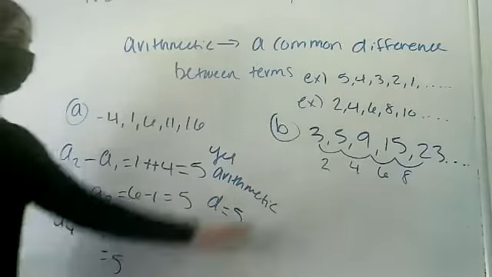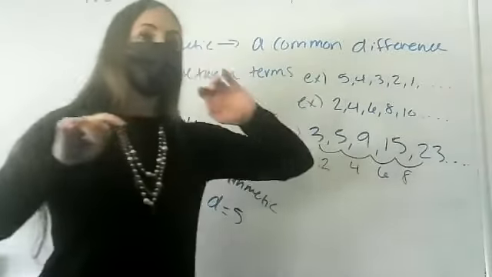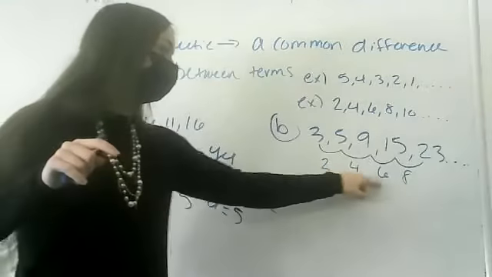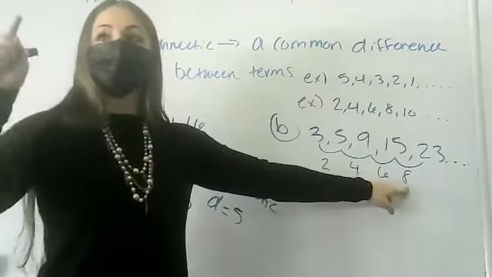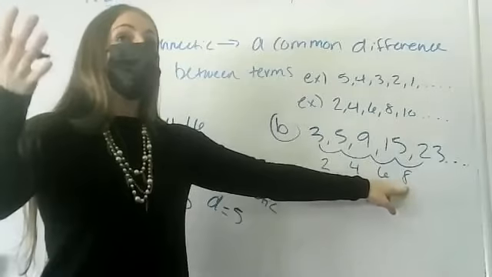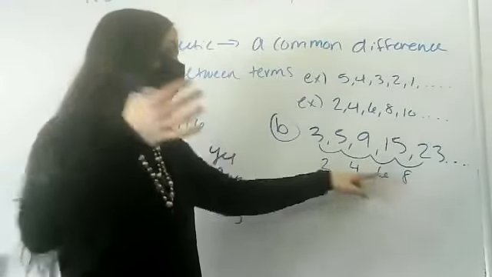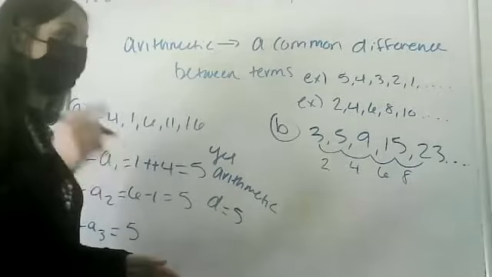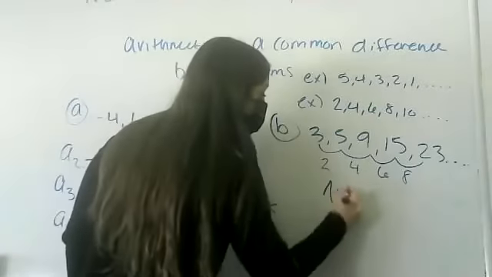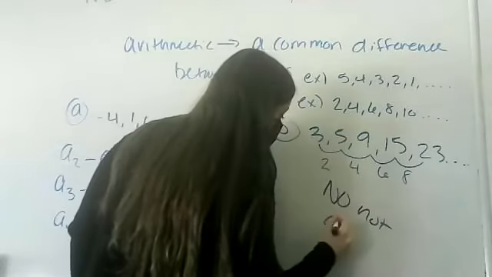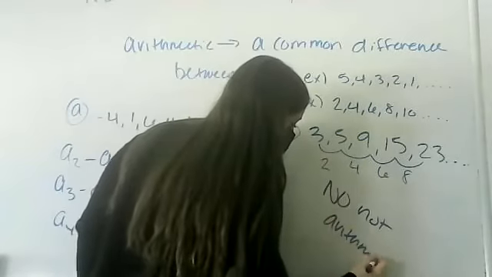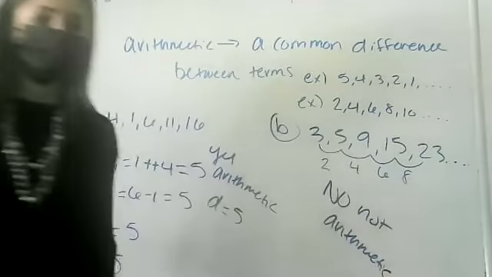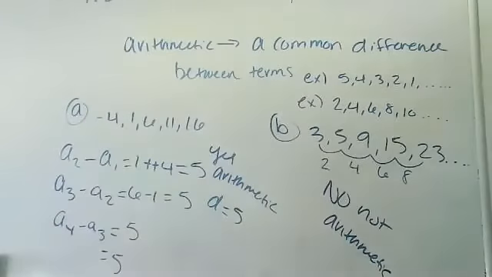There's a pattern, 2, 4, 6, 8, 10, 12. But this number has to be the same every time, which it's not. There's a pattern, but it's not arithmetic because it's not the same number. They're all evens, but they're not the same number. So no, not arithmetic. If it's arithmetic, it has to add the same number every time.